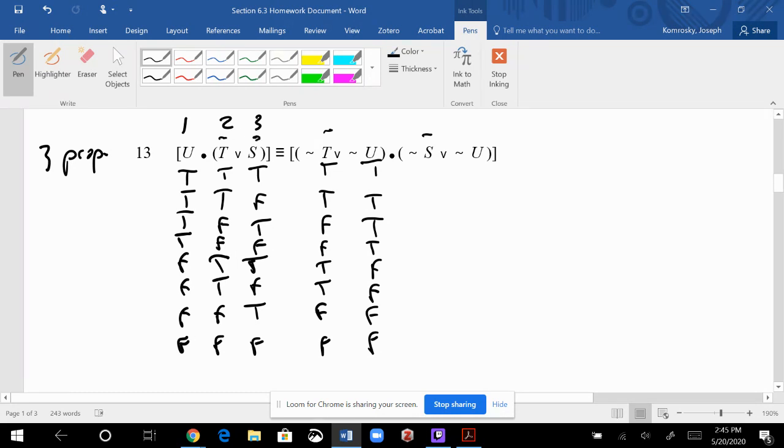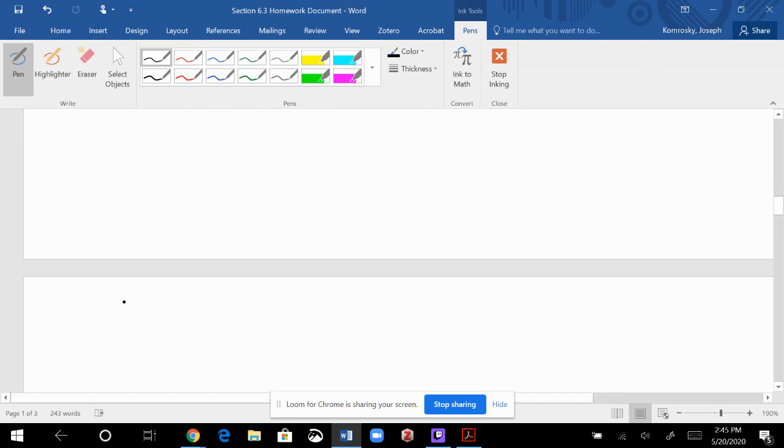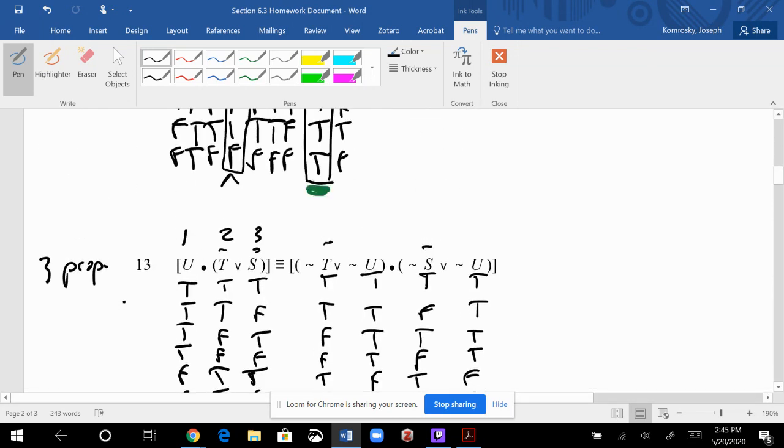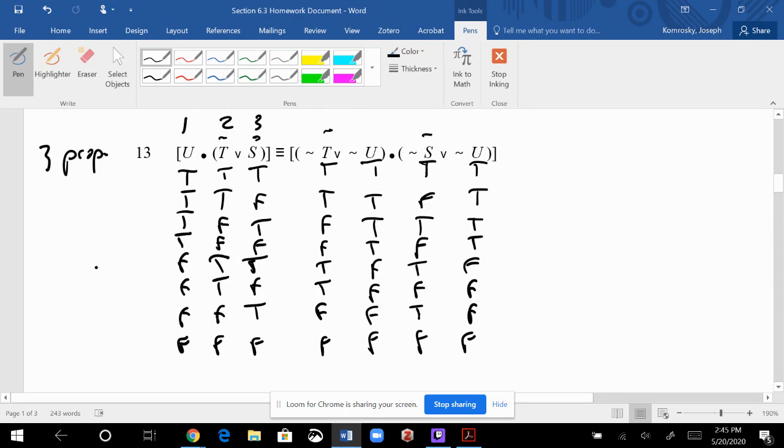Right here, so true, false, true, false. And what about my U? The U was the first one, so it's four trues and four falses. I've kept this a pretty good square, so you can see that I can do my calculations.